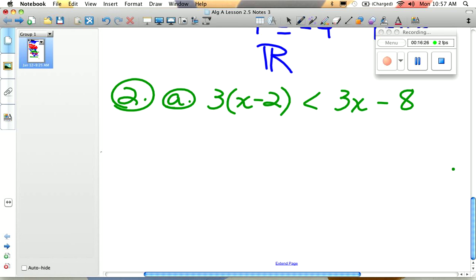First question, is there any simplifying to do? Yes. Okay? So we've got to go ahead and get our simplifying done. We can change this to add the opposite. We can change this one to add the opposite. What does the left side become? 3x plus negative 6. 3x plus negative 6 is less than 3x plus negative 8.